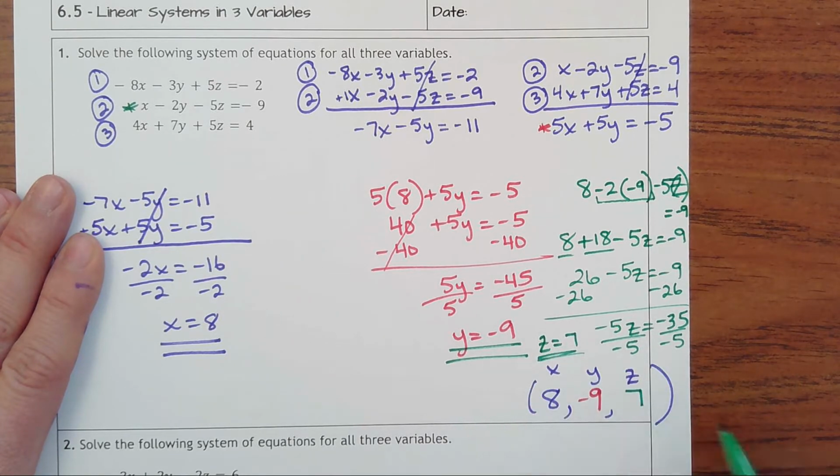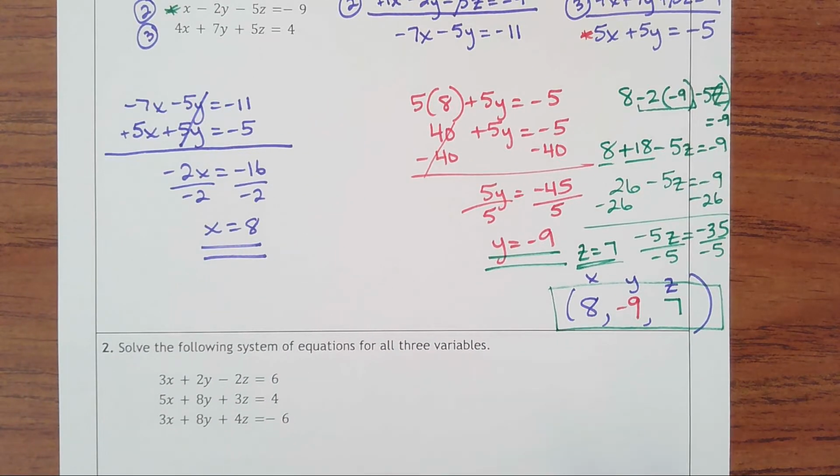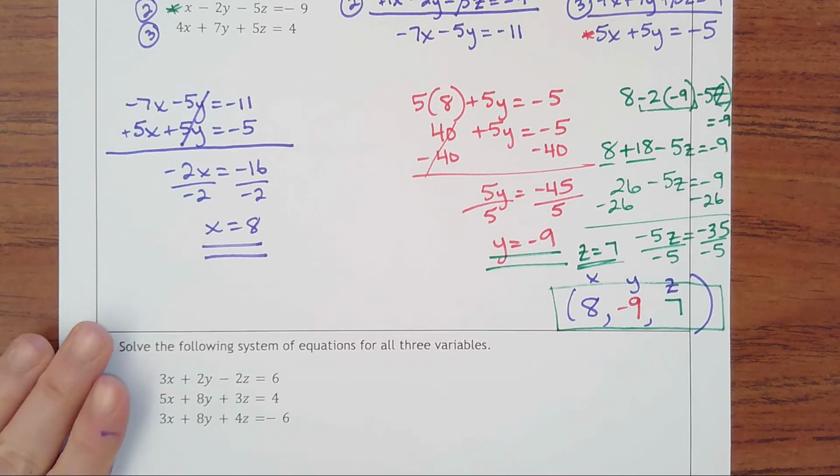So my 3 planes all have a point in common at (8, -9, 7). Okay, let's try number 2. That gets a little trickier.